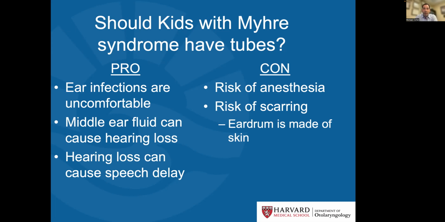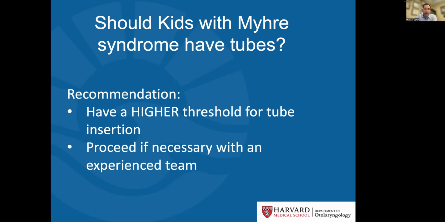What about risk of scarring of the ear? The eardrum itself is made of skin and a mucous membrane, and there's a potential for risk of scarring. So that's something that should be considered. I personally have not seen a case of significant fibrosis of the middle ear resulting from ear tube insertion in children with Myhre syndrome, and I've seen several children with Myhre syndrome who have gotten tubes successfully, but it's something that we should consider. So my recommendation would be, in general, have a higher threshold for tube insertion.